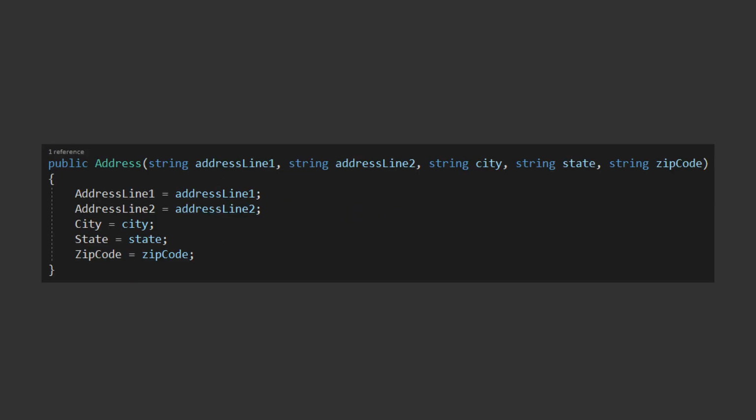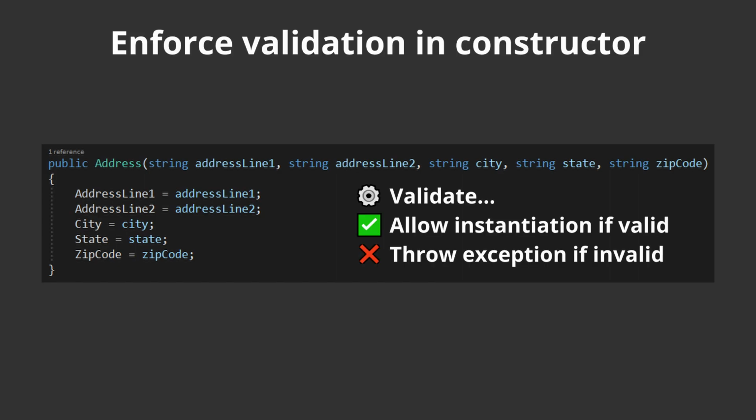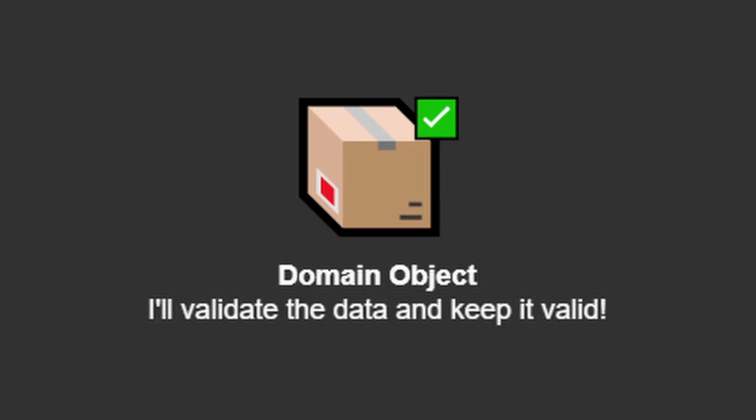So to do that, we're going to perform validation in the constructor of our address, and if the address data is invalid, we'll throw an exception so that the domain object can't even be instantiated. And if it can't be instantiated unless it's valid, this will ensure that any address domain object passed around our application is guaranteed to be valid.